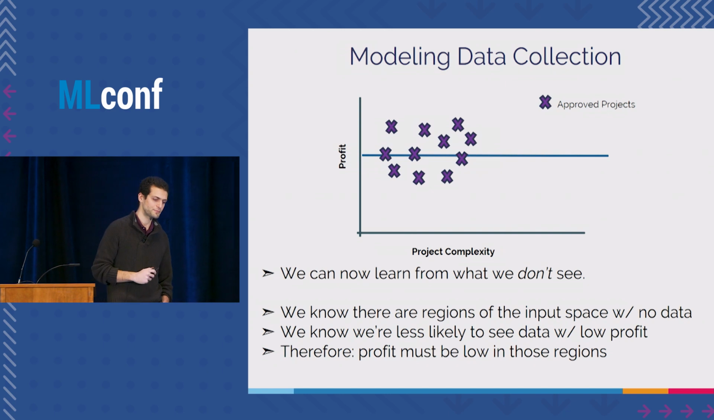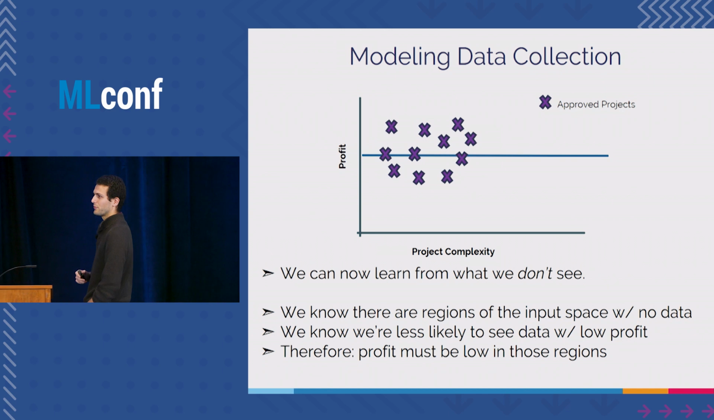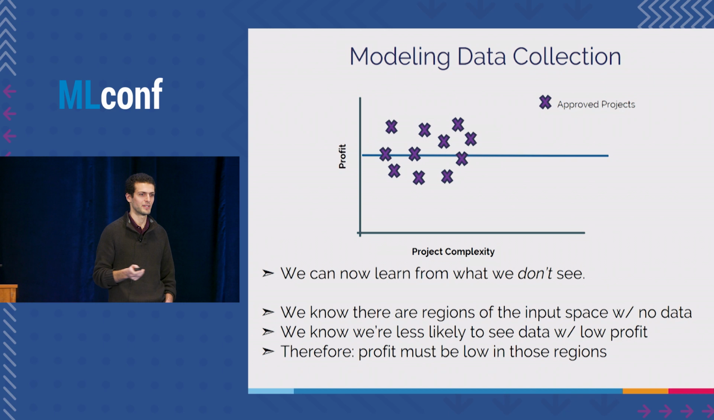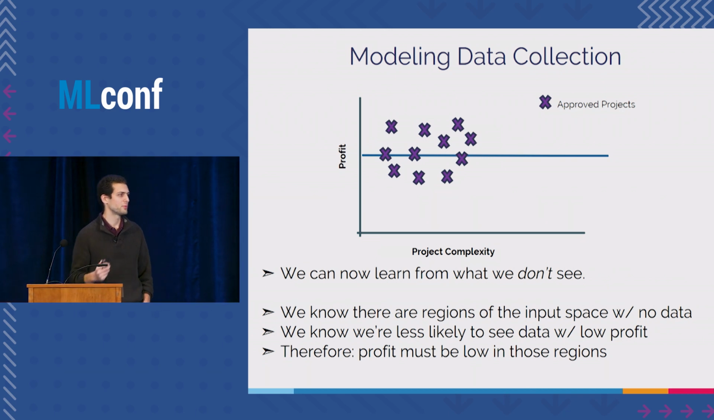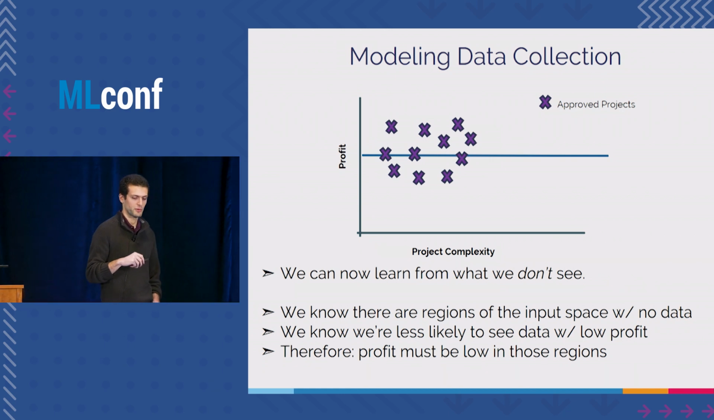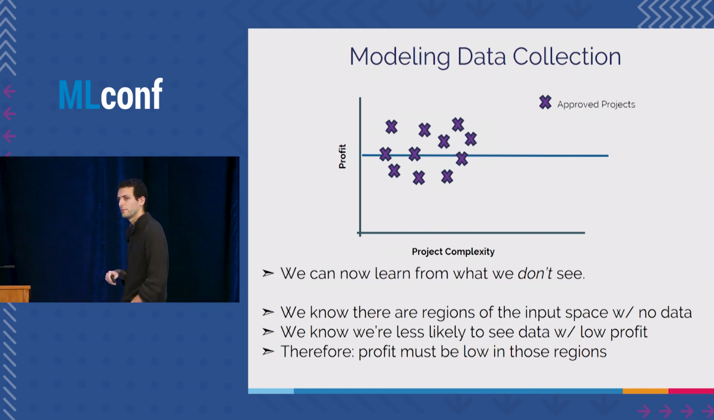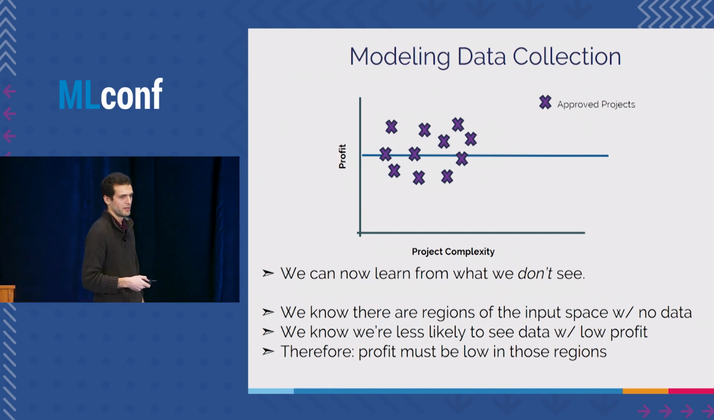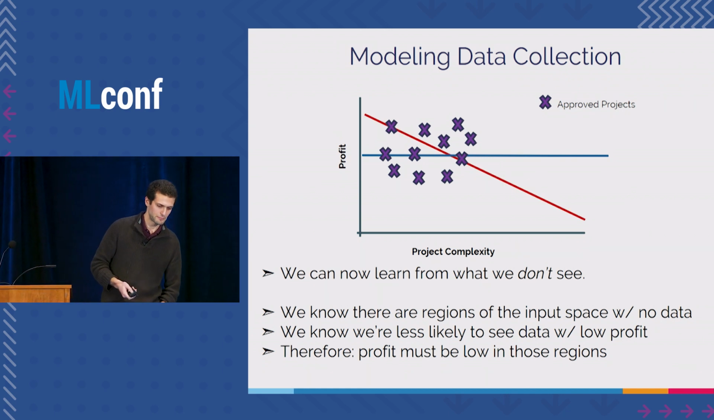OK, so what does that look like? Well, going back to the previous example, if all we see is this data and we fit a regression to it, of course this is very simplified, but we might get a regression that looks kind of like this, a straight line. Now, we can learn from what we don't see. We had some knowledge ahead of time, and we can use it. We know there are regions of the input space with no data, high project complexity. We know we're less likely to see data with low profit. We infer profit must be lower in those regions where we don't see data. And if we incorporate this knowledge, even without seeing the things that we don't see, we'll get a regression function that looks more like this. And this is closer to the truth.